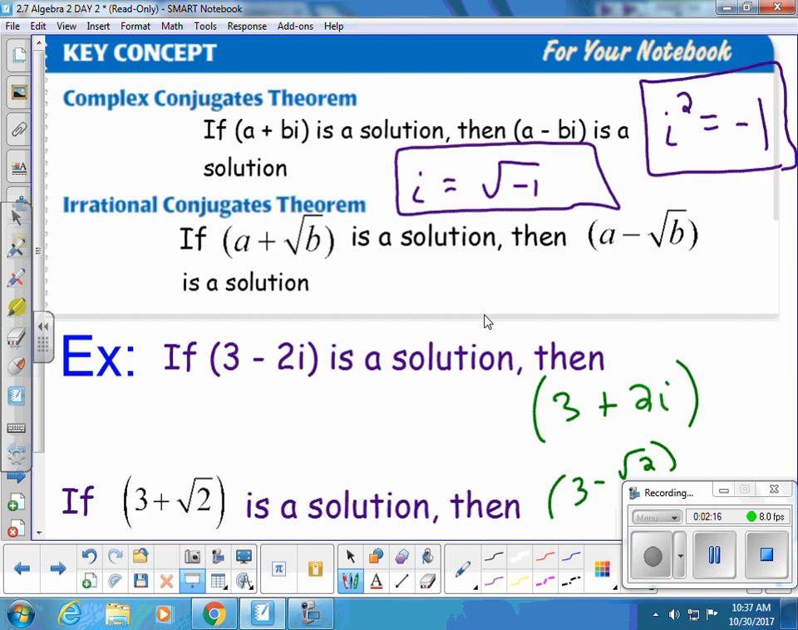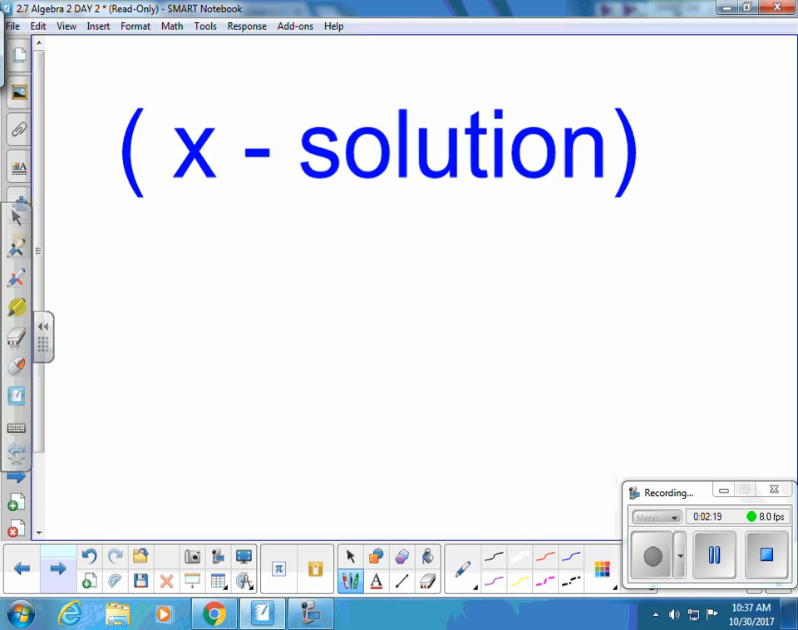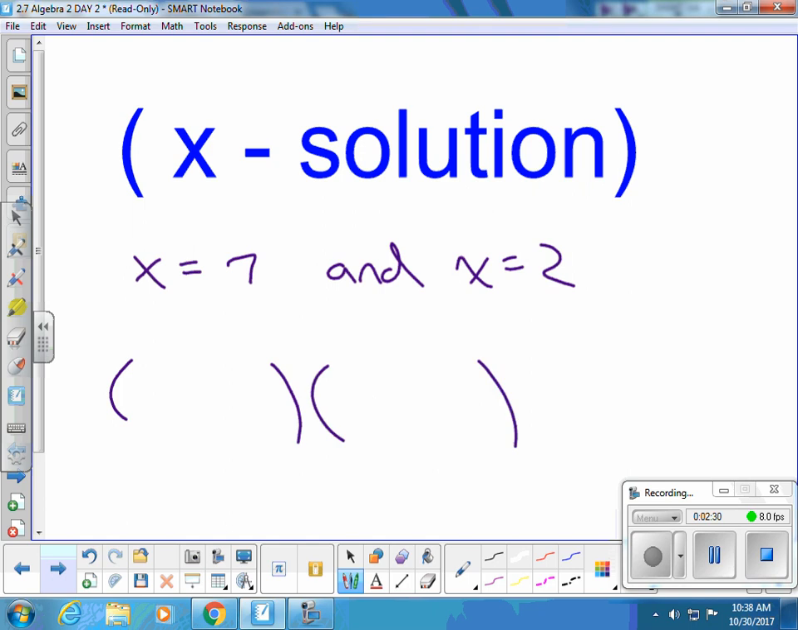All right, so we're going to do a few example problems. Before we start, let's pretend that I told you my polynomial had the solutions of x equals 7 and x equals 2. And I wanted you to tell me what it would look like in factored form. What binomials would go along with these two solutions? X minus 7 and x minus 2. Perfect. So this is just a reminder that if they give you a solution, you do x minus that solution as your binomial that you're creating, okay?